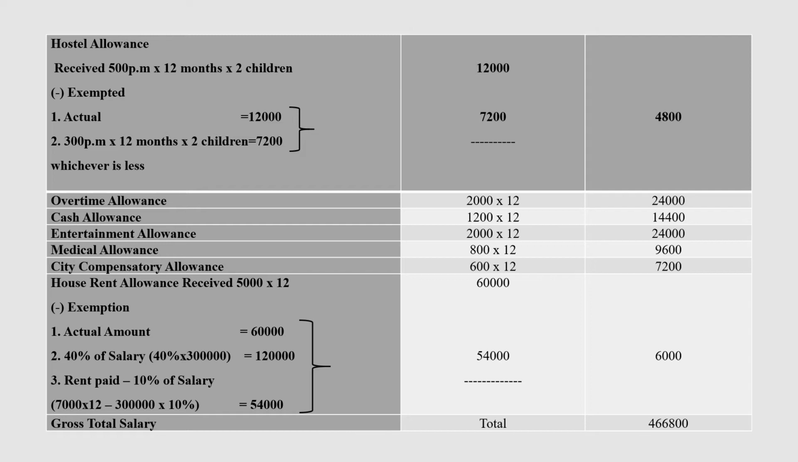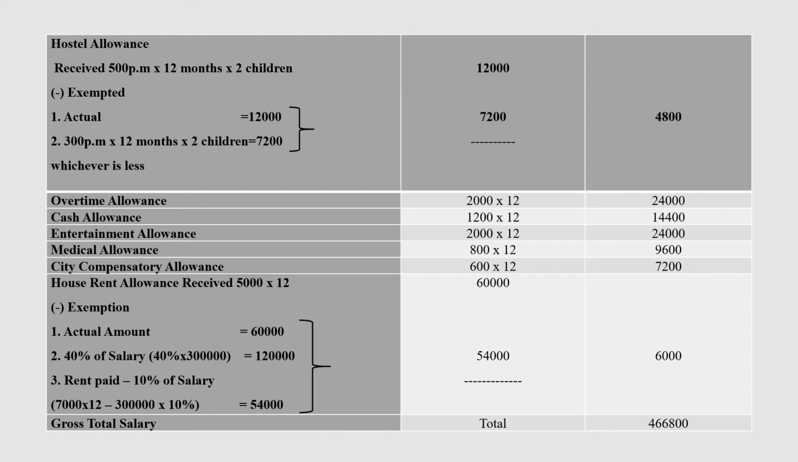Out of these two, which is lesser? 7,200 is lesser, so take that to the outer column. From the amount that you're receiving as hostel allowance, 12,000, you minus the lesser value, that is 7,200. So to the outer column, you will take 4,800, which is the taxable amount. There is a difference: 7,200 is the exempted amount which you minus from the amount you're receiving as hostel allowance. The remaining amount is going to be taxed. So you're taking it to the outermost column, 4,800.